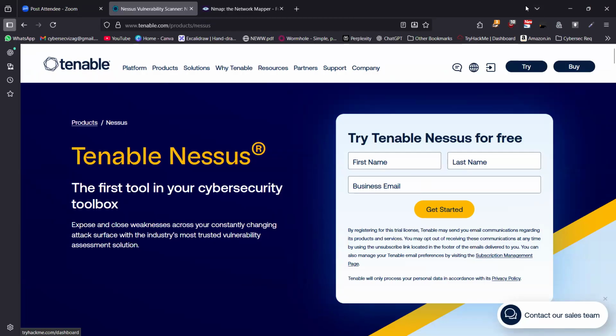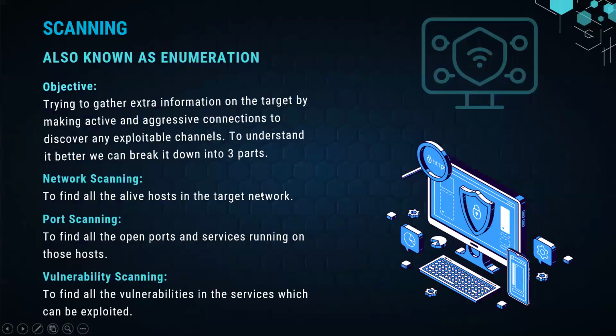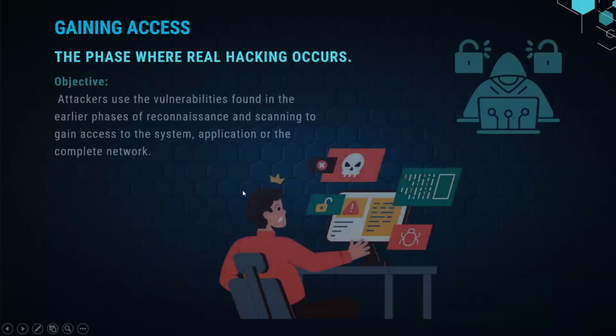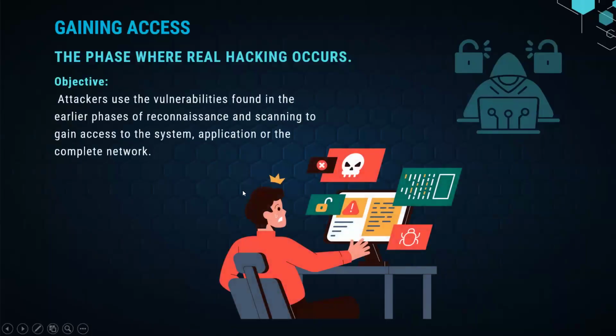How do you perform vulnerability scanning? How do you generate reports out of it? How do you verify those reports? We'll learn all that from the Tenable lessons. And then comes gaining access, the phase where the real hacking occurs. This is basically where attackers are going to use the vulnerabilities found in the earlier phases to attack a system, an application, or the entire network.